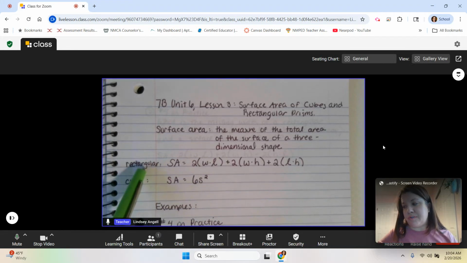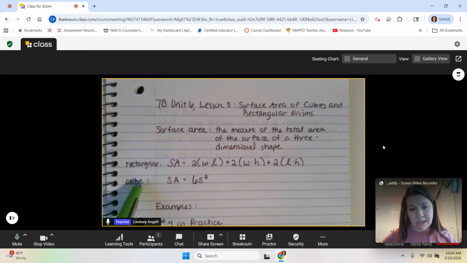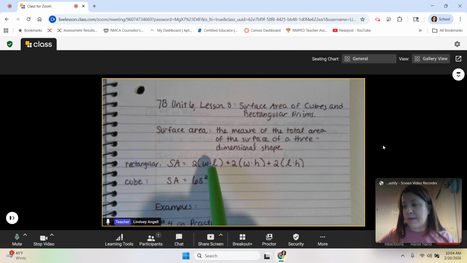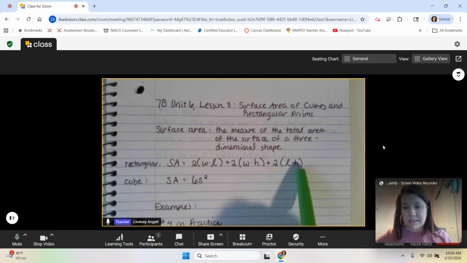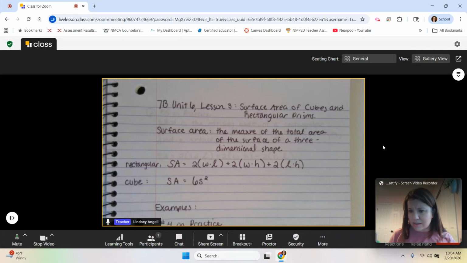There's two different types of surface area that we're going to be looking at today. First is for rectangular prisms. All right, the surface area is equal to 2 times the width times the length, plus 2 times the width times the height, plus 2 times the length times the height. Now, it sounds like there's a lot going on. When we get into our examples, hopefully that will make more sense because we'll be using that formula, and I will show you why we multiply by 2, stuff like that, okay?